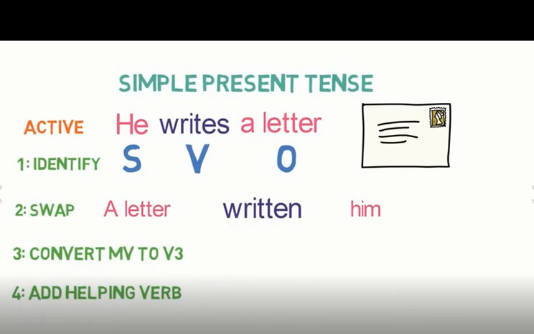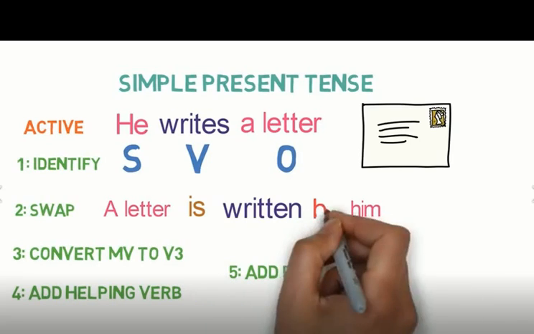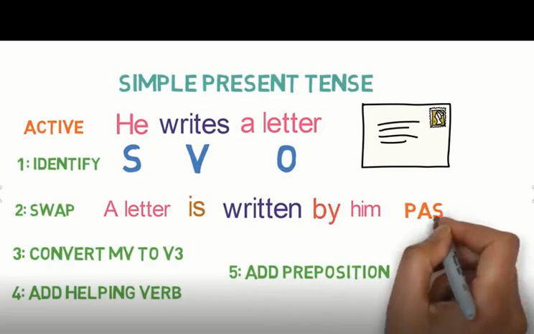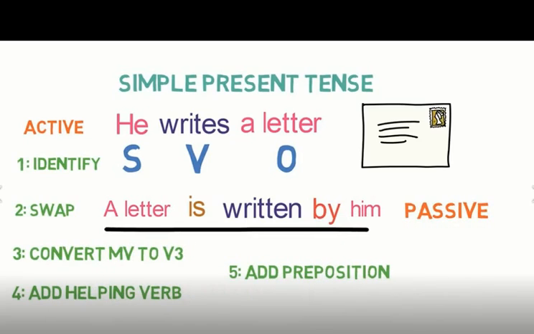So, it will be is written. As it is simple present tense, we have to write is written, and a letter is given, so the subject is singular. We have to use the be form verb is. Okay, so is written. And step 5 is we need to add by before him. So now the whole sentence is completed, as the sentence in passive voice is a letter is written by him.